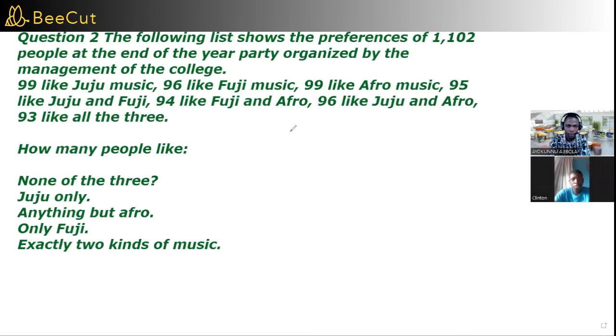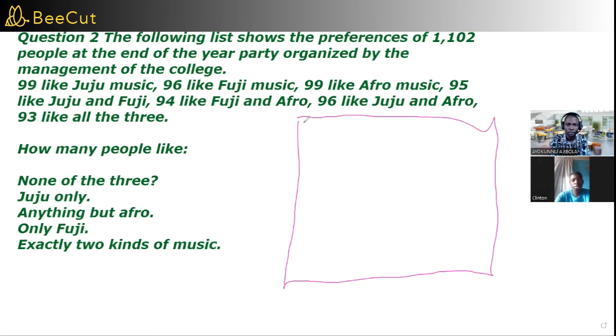Now, to attempt to solve this, all we want to do is to draw a Venn diagram. The first step is to draw a Venn diagram to be able to identify what we are looking for. So let's assume this is our Venn diagram, and our universal set is 1,102. As our universal is 1,102, we have 3 branches of music, so we're going to draw 3 circles as well: the first circle, second circle, and the third circle.